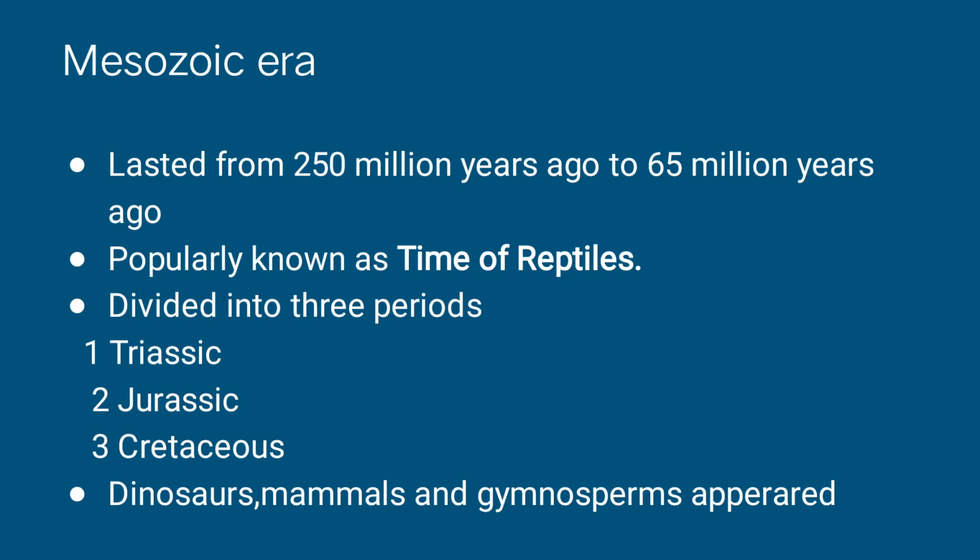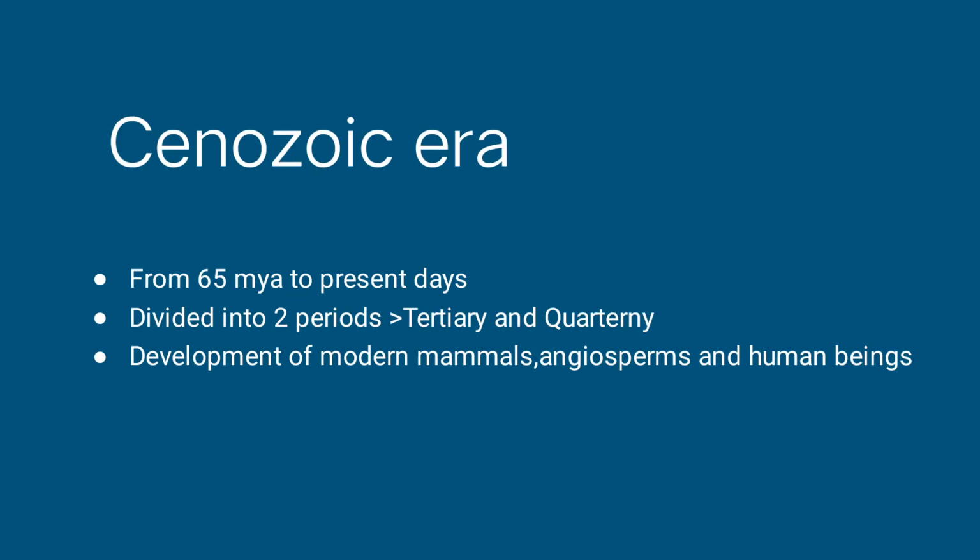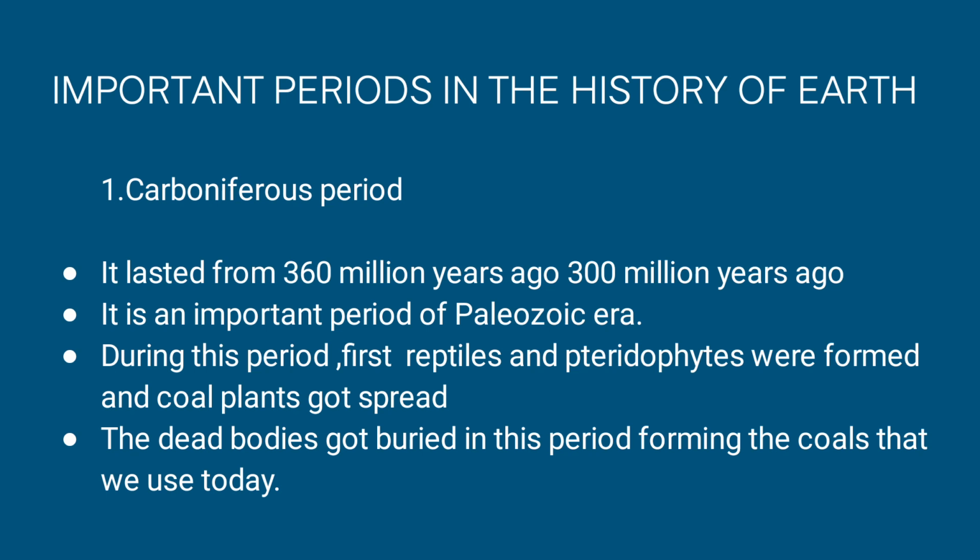Mesozoic era lasted from 250 million years ago to 65 million years ago, popularly known as the time of reptiles, divided into three periods: Triassic, Jurassic, Cretaceous. Dinosaurs, mammals, and gymnosperms appeared. Cenozoic era, from 65 million years ago to present days, is divided into two periods: Tertiary and Quaternary. Development of modern mammals, angiosperms, and human beings.